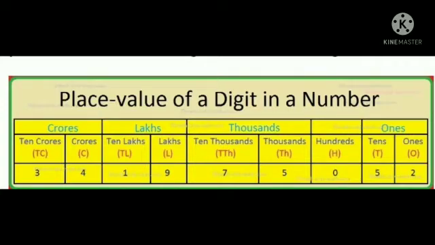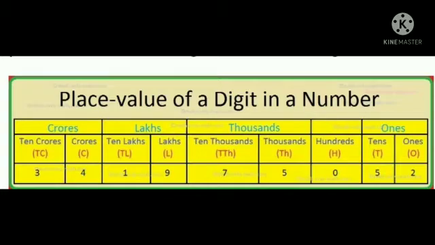Now see, students, in this table some place values are given and the numbers are given in that place. Can you see that here 3 is in 10 crore place, 4 having the value of crore, 1 having the value of 10 lakh, 9 having the value of lakh, 7 is in which place? 7 is in 10,000 place, 5 is in 1000 place, 0 is in 100 place, and 5 is in tens place, and 2 is in ones place, means in unit place.